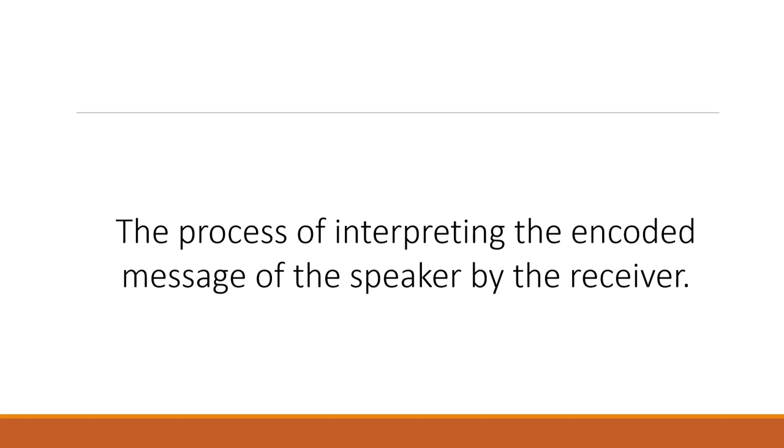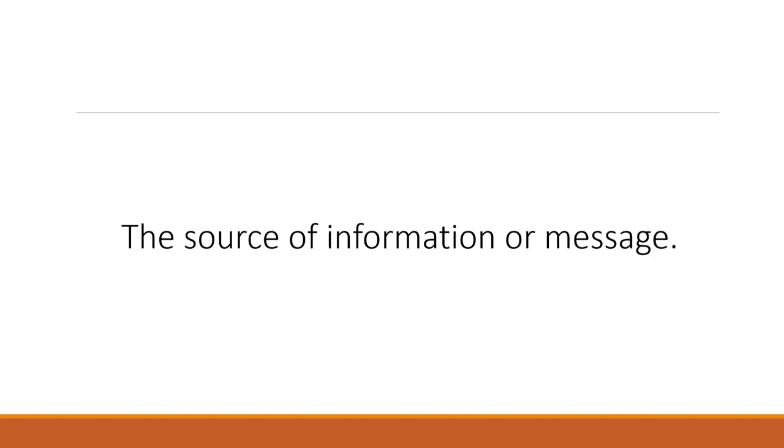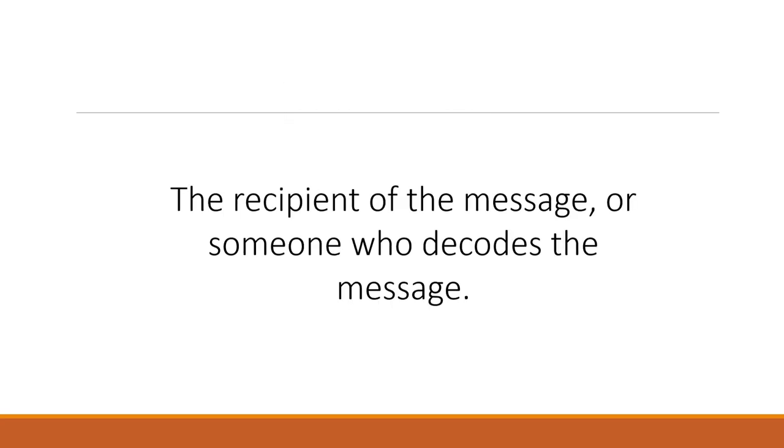Next, this refers to the process of interpreting the encoded message of the speaker by the receiver. So what's the answer? We have decoding. Perfect. Next, this refers to the source of information or message. Very easy. The answer is, of course, the sender. And this refers to the recipient of the message or someone who decodes the message. So from the word decodes, we have the receiver.